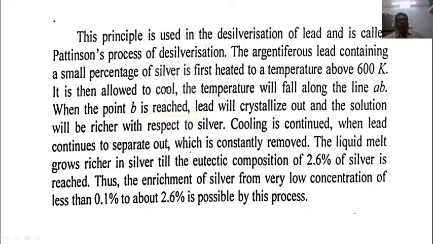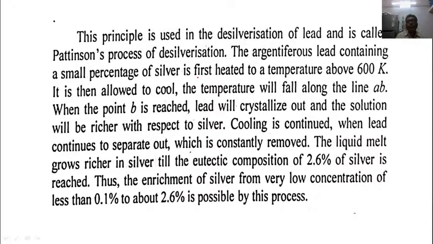First of all, we have to take the argentiferous lead. Argentiferous means it contains argenti, meaning silver. Argentiferous lead containing a small percentage of the silver is first heated to a temperature above 600 Kelvin. We have to heat the mixture above 600 Kelvin. It is then allowed to cool. Later on we have to cool that mixture.